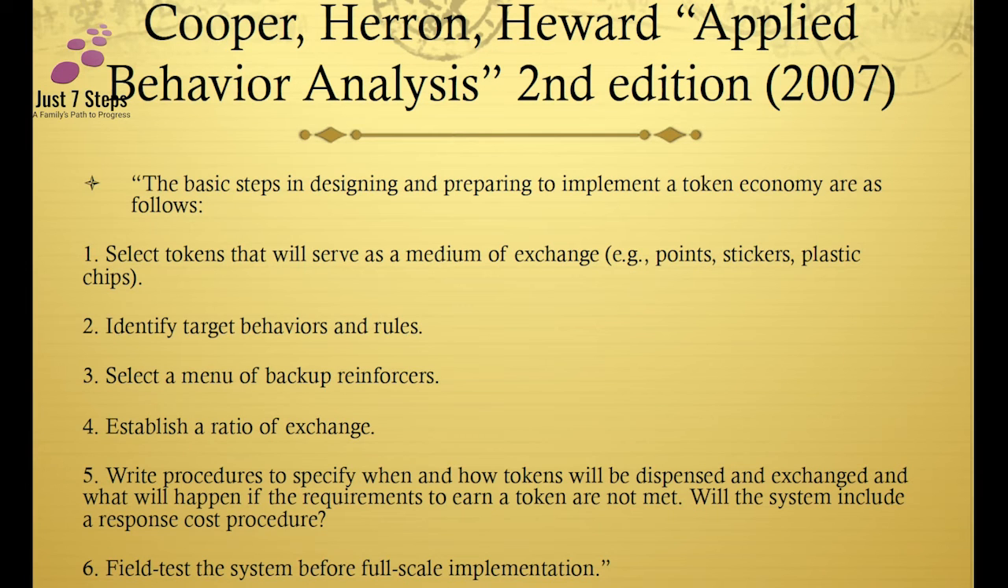According to the behavior analysis book by Cooper, Heron, and Heward, the basic steps in designing and preparing to implement a token economy are as follows. 1, select tokens that will serve as a medium of exchange along the lines of points or stickers or plastic chips of some sort. 2, identify target behaviors and rules. 3, select a menu of backup reinforcers. 4, establish a ratio of exchange. 5, write procedures to specify when and how tokens will be dispensed and exchanged, and what will happen if the requirements to earn a token are not met. In other words, will the plan include some sort of response cost measure? 6, then field test the system before full-scale implementation.